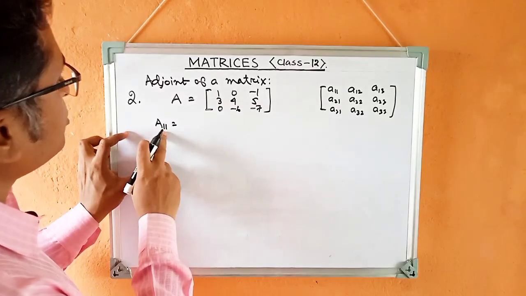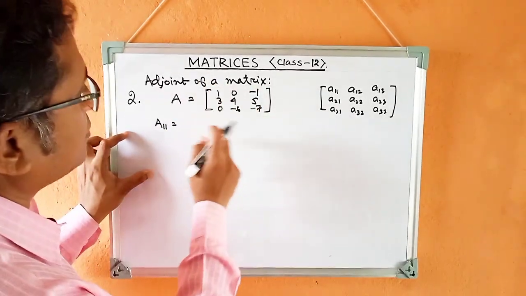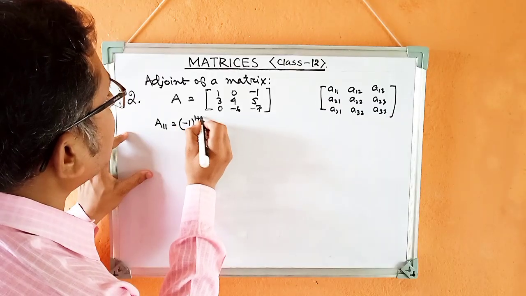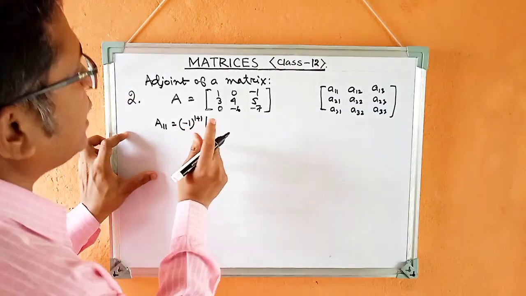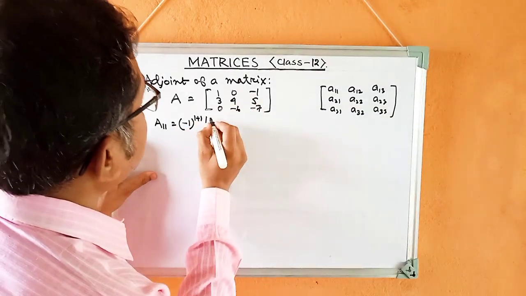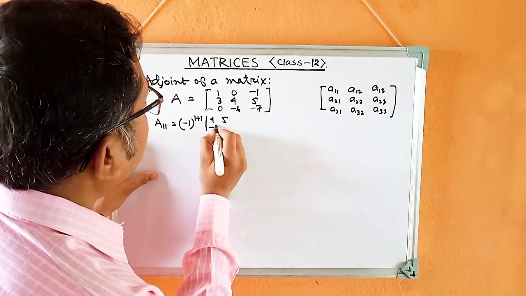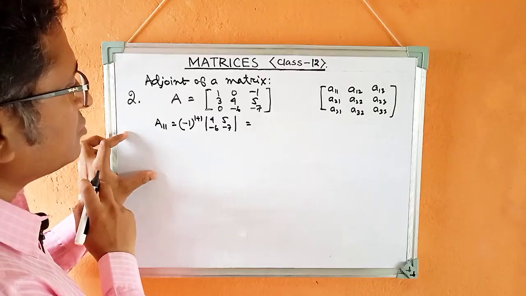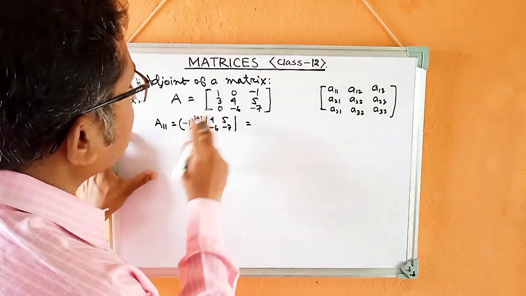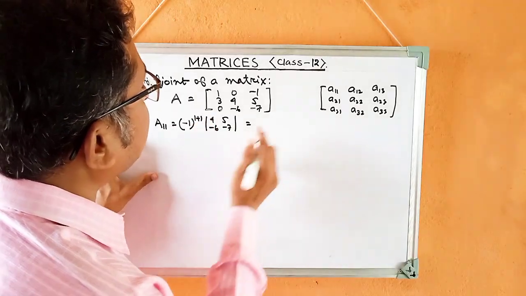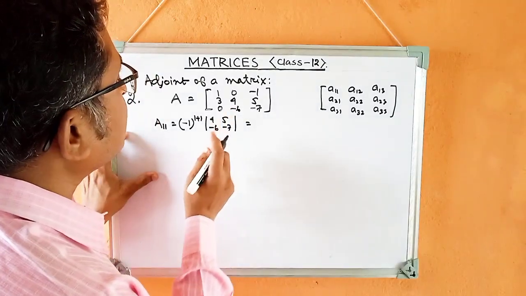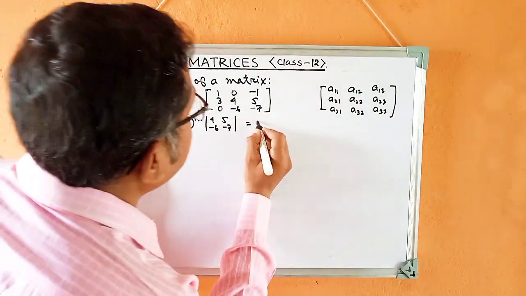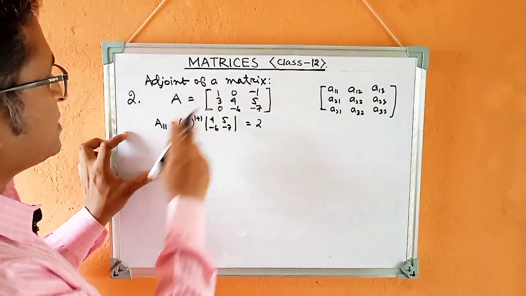See capital A11. Eliminate the first row and first column. So we get minus 1 to the power 1 plus 1 into the determinant of 4, 5, minus 6, minus 7. Minus 1 to the power 2 is 1. So the determinant is minus 4 times 7, which is minus 28, plus 5 times 6, which is 30. Minus 28 plus 30 is 2. So the cofactor of the first element is 2.